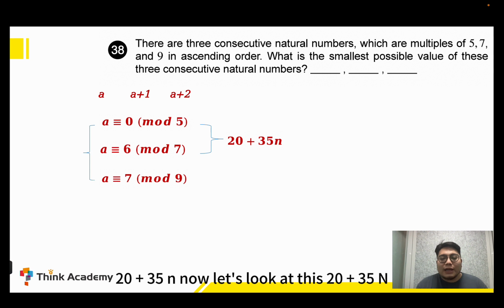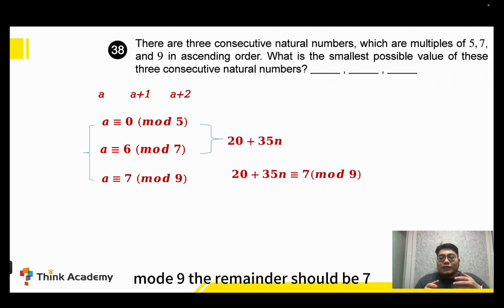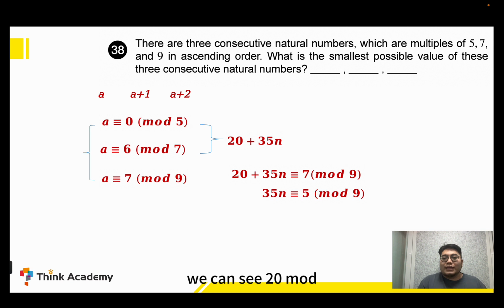Now let's look at 20 plus 35n. We should meet the third condition, which means a mod 9, the remainder should be 7, so 20 plus 35n mod 9, the remainder should be 7. Firstly, let's look at 20. 20 mod 9, the remainder is what? Because 2 times 9 equals 18, the remainder is 2. So 7 minus 2 is 5, which means 35n mod 9, the remainder should be 5.